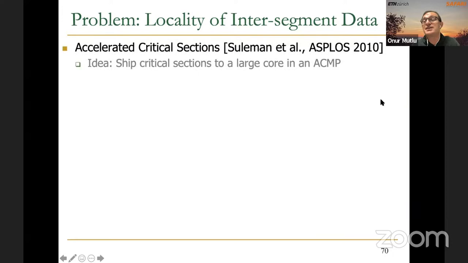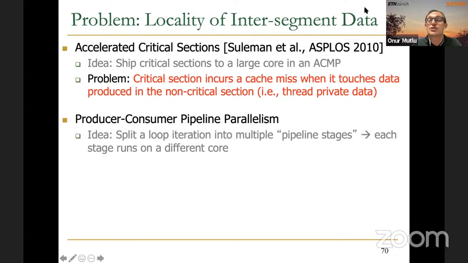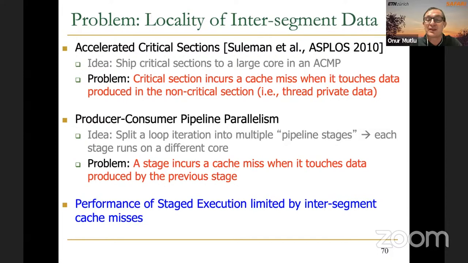So we've seen this problem in accelerated critical sections. The critical section incurs a cache miss when it touches data produced in the non-critical section, thread private data. And that thread private data needs to be shipped to the large core. That's what the cache miss is about, basically. In producer-consumer pipeline parallelism, a stage incurs a cache miss when it touches data produced by the previous stage. And that data needs to be communicated through a cache miss, through the cache coherence protocol again. And performance of staged execution is limited by these inter-segment cache misses.